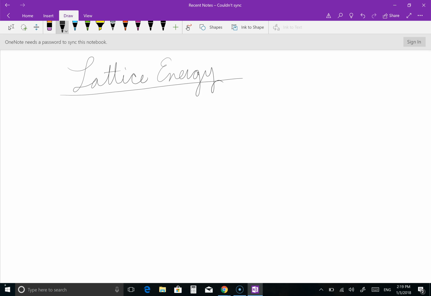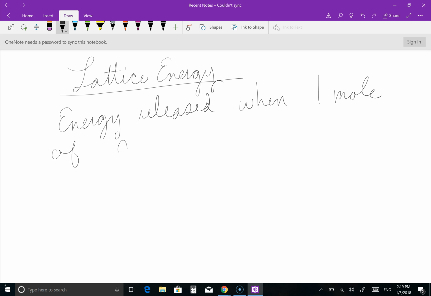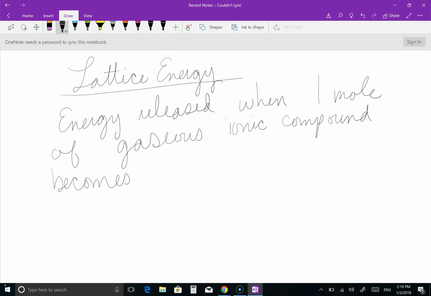The energy between the unit cells that make the crystal lattice is called the lattice energy. This energy refers to the amount of energy released when 1 mole of the gaseous ionic compound becomes a solid. So in this scenario, our compound is so hot that it has become a gas, and then it cools down into solid state. The energy released in this state is the lattice energy.